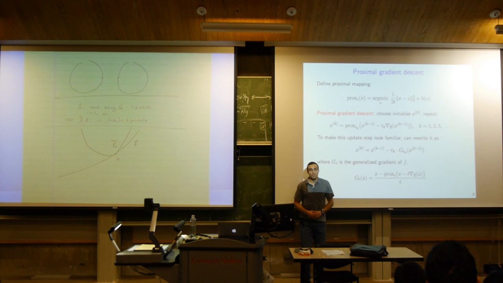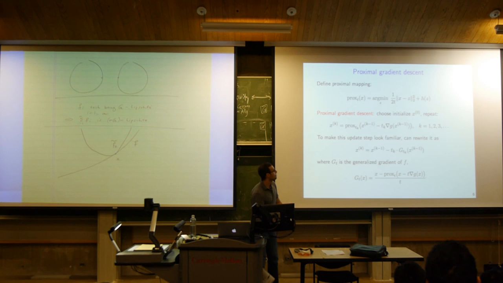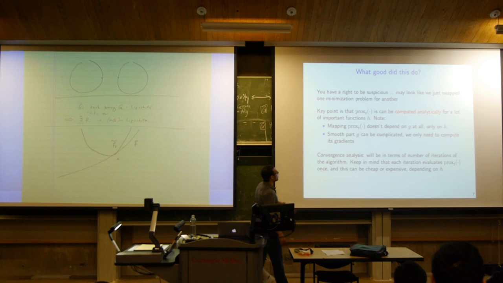So I've swapped out one minimization, which is to minimize the sum of g plus h, with a bunch of minimizations over and over again. And that may look a little bit cheap, right? You can ask, how is that really any better? The key point to keep in mind is that we only ever run proximal gradient when this prox operator can be either computed analytically or can be computed very efficiently.